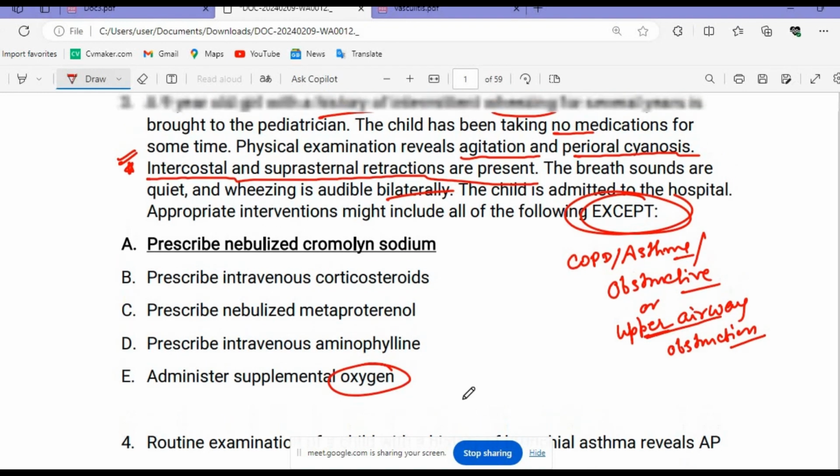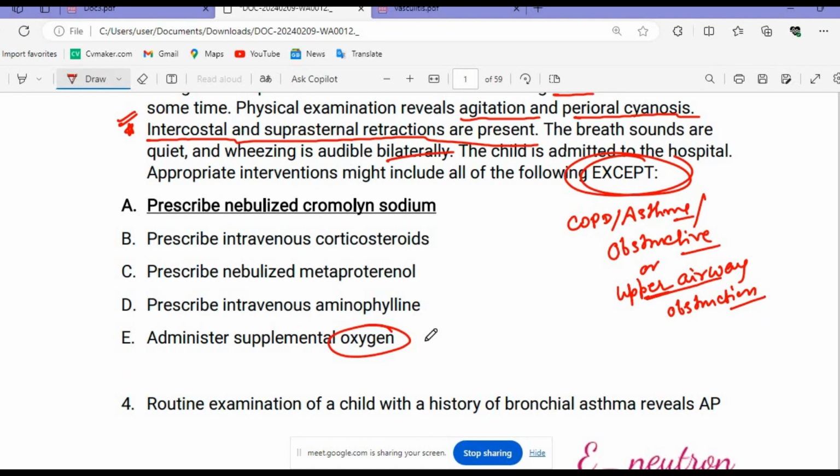Prescribe intravenous aminophylline. What is aminophylline? Aminophylline is a bronchodilator. So this can be given in case of asthma or any obstructive disorders. We can give intravenous aminophylline that will help in bronchodilation. Then we have prescribe nebulized metaproterenol. Again we can give this, because this will again help in bronchodilation.